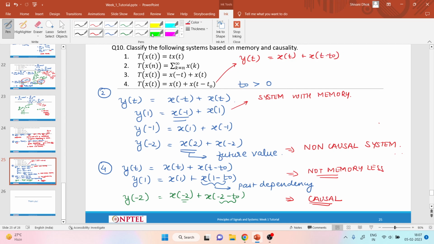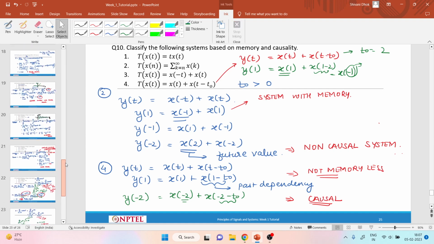Now let's say my t naught is equal to 2, and if I am finding y of 1, then it will be equal to x of 1 plus x of 1 minus 2, and this is equal to x of minus 1. So it is depending on the input at t equal to 1 as well as the input at t equal to minus 1. Therefore there will be a past dependency for all values of t when my t naught is greater than 0. Okay, I hope it is clear.